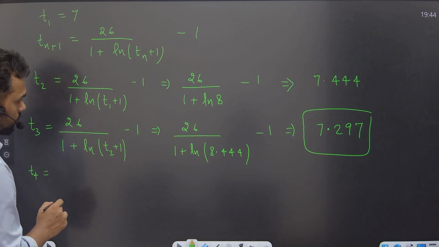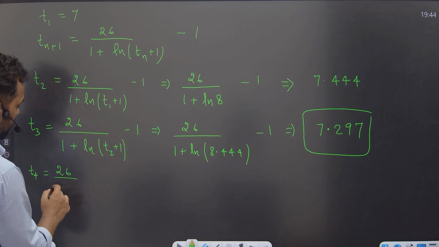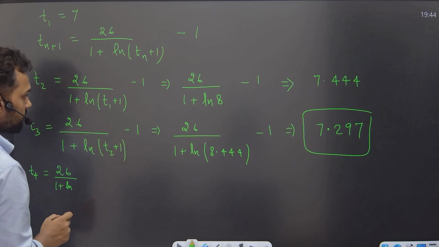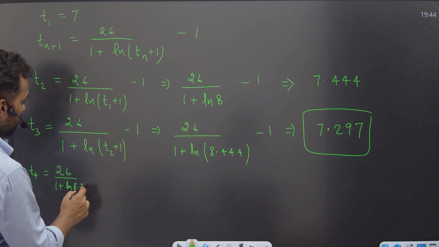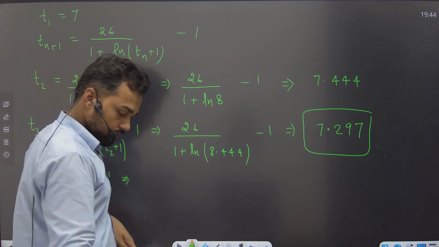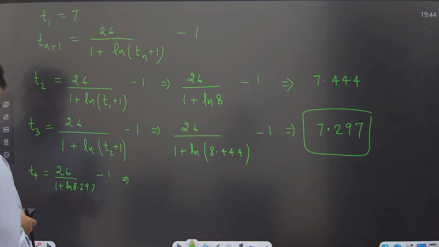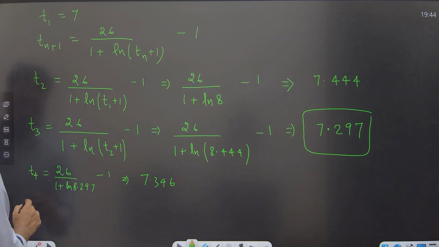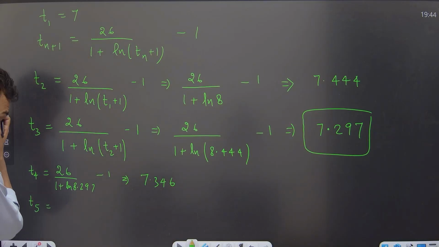So T4 will be equal to 26 upon 1 plus log of T3 plus 1, where T3 is 7.297, so it will be log of 8.297, negative of 1. Log of 8.297 plus 1 is 3.115. 26 divided by 3.115 is 8.34, negative of 1. So we will get 7.346.